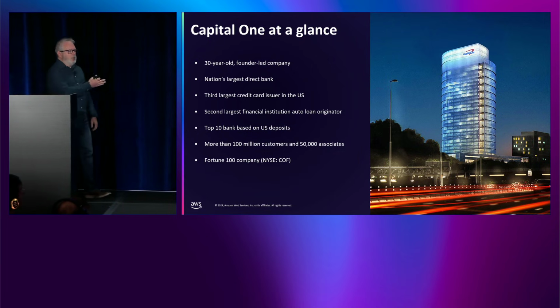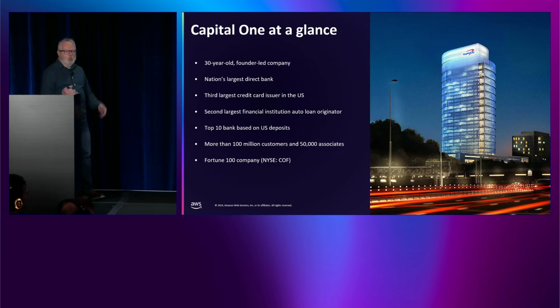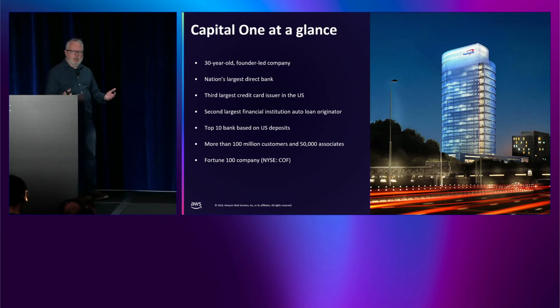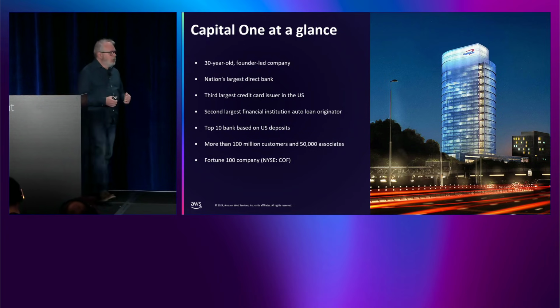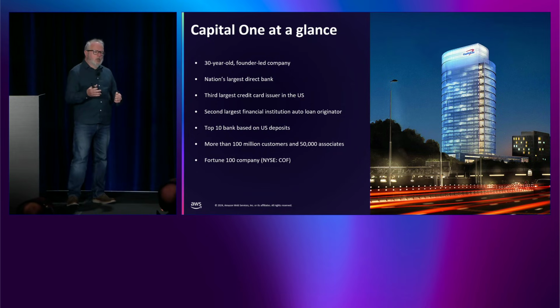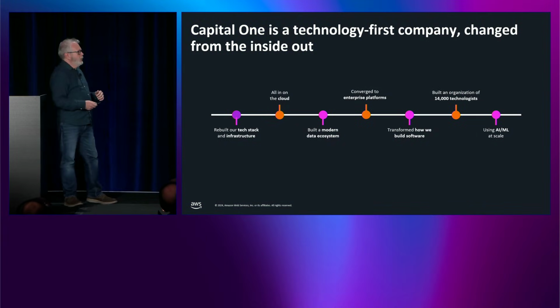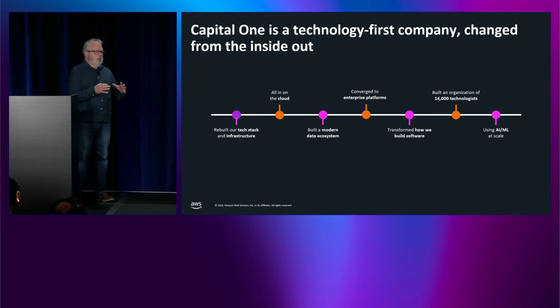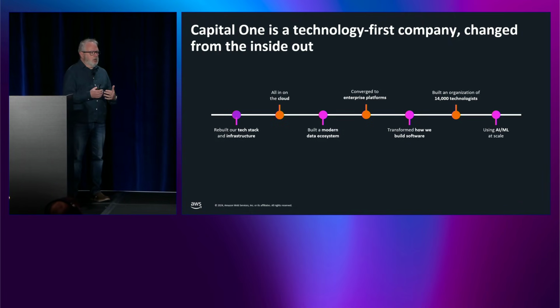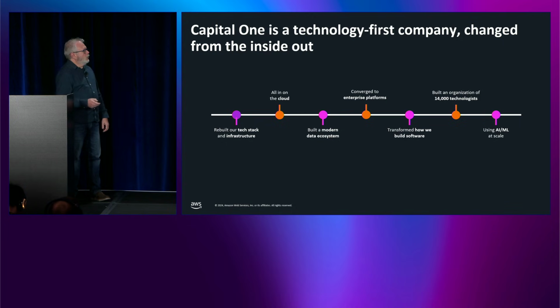But you can see Capital One at a glance. We're a bank. A lot of people think we're a credit card company, but we are a bank. We're one of the largest auto loan originators in the world. And we're also really a technology company at heart. We've really transformed over the years. I'll let you read through this timeline, but we are not a company where business drags IT along. It's a company where technology and business work together to produce outcomes for our shareholders and customers.